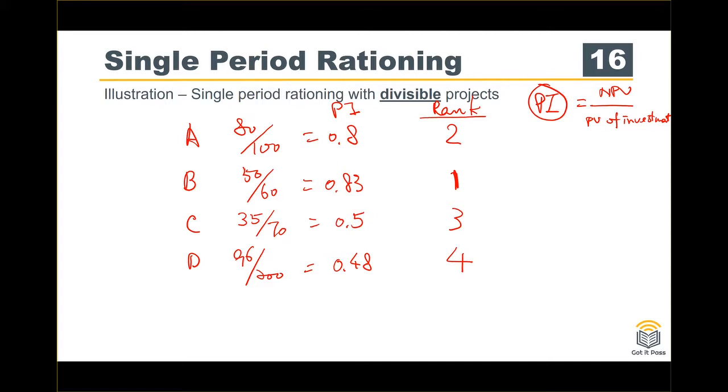All right. So when we get the ranking, then we can work out the allocation table. We have 300 to invest.